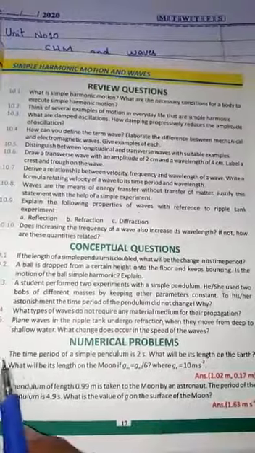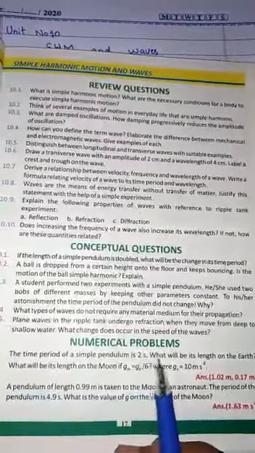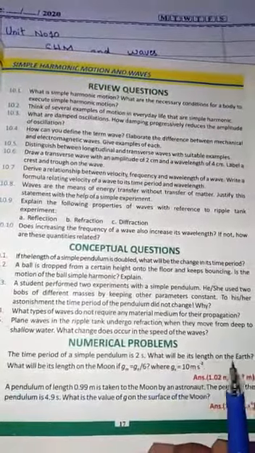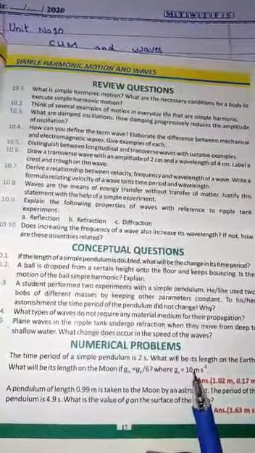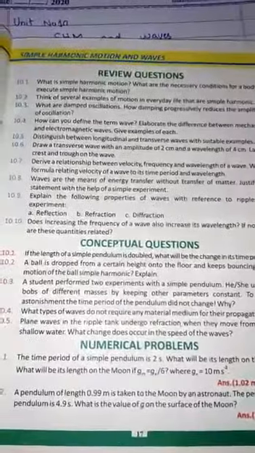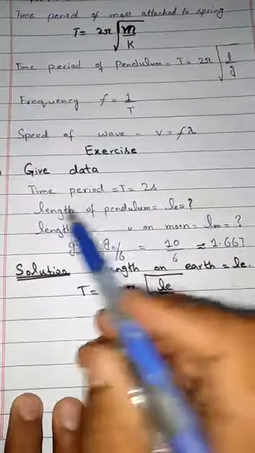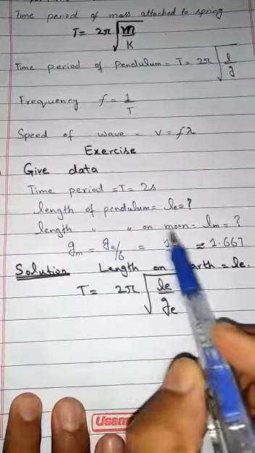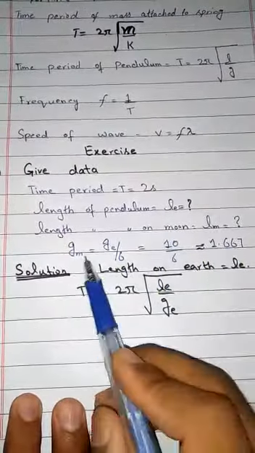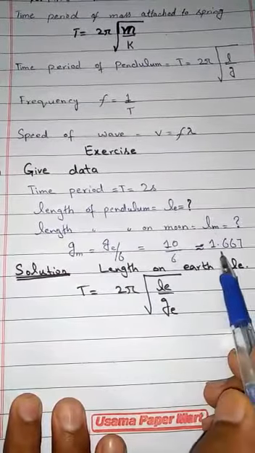The first problem statement: the time period of a simple pendulum is 2 seconds. What will be its length on Earth? What will be its length on Moon if Gm is equal to Ge over 6, where G is equal to 10 meter per second square? According to the statement, the given data is: time period T is 2 seconds. We have to find the length of the pendulum on Earth, Le, and on the Moon, Lm. Gm is equal to g over 6, that is 10 divided by 6.